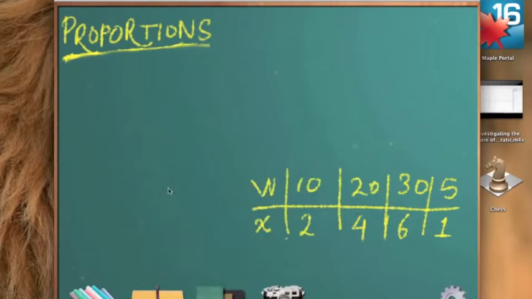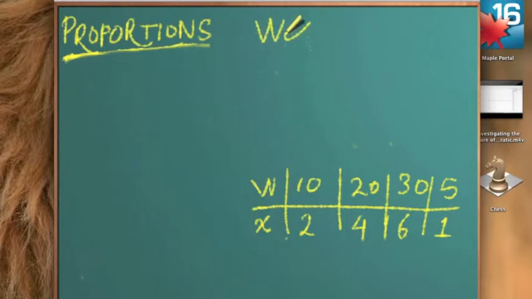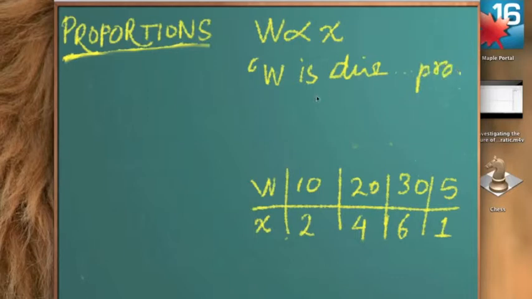So a little notation here: if two quantities are in direct proportion, we write them out like this. W is directly proportional to X. This reads as W is directly proportional to X. This is also read as W changes as X changes.